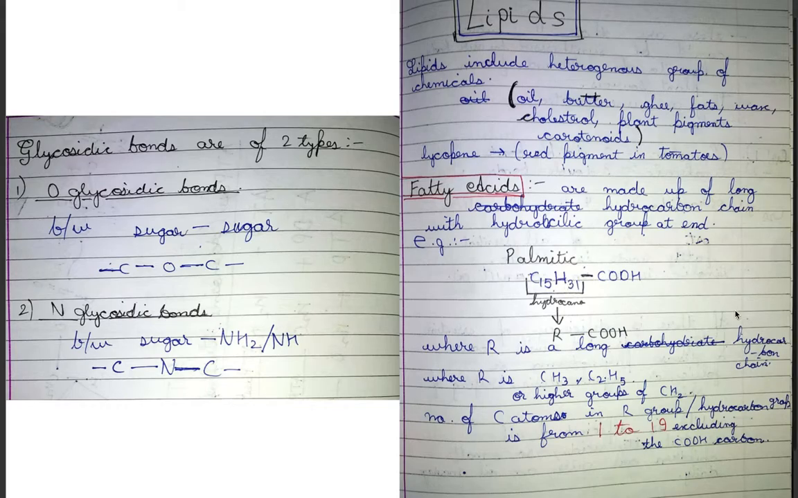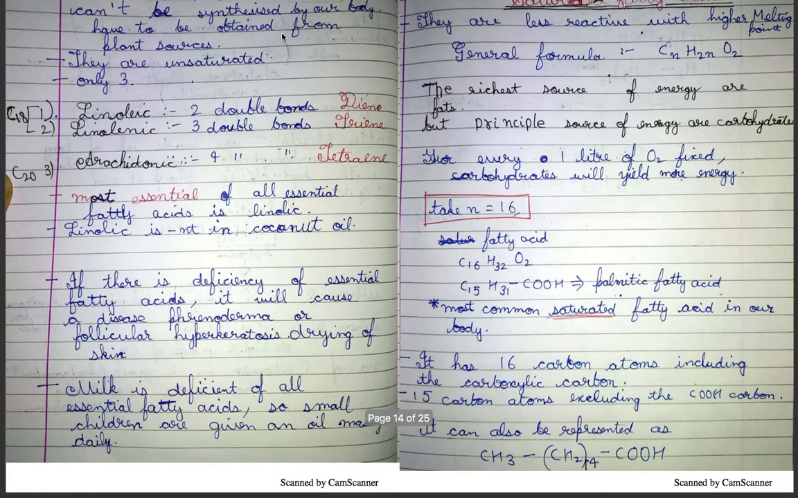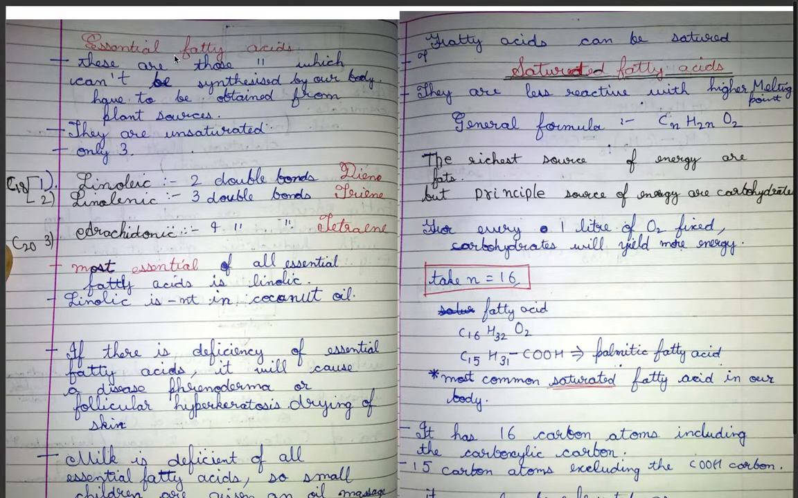Now moving further ahead, essential fatty acids are those acids which cannot be synthesized in our body but have to be obtained from outside. There are only three of these, and all three are unsaturated. Examples are linoleic, linolenic, and then arachidonic. Linoleic has two double bonds. Linolenic has three double bonds. Arachidonic has four double bonds. Linoleic and linolenic are derivatives of C18, and arachidonic is a derivative of C20.